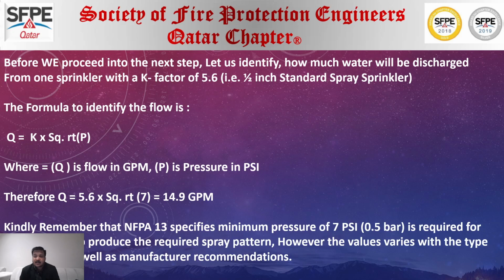So always it is recommended to use the manufacturer guidelines to see what is the minimum operating pressure required for each sprinkler. But nevertheless, it cannot be less than 7 psi for any sprinklers as mentioned in NFPA 13. The minimum operating pressure mentioned in NFPA 13 is 7 psi and the maximum operating pressure is 175 psi.